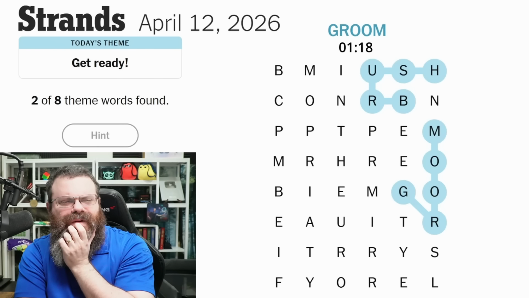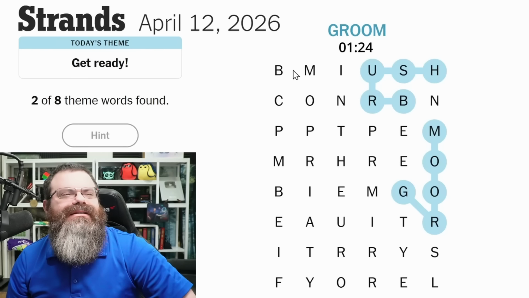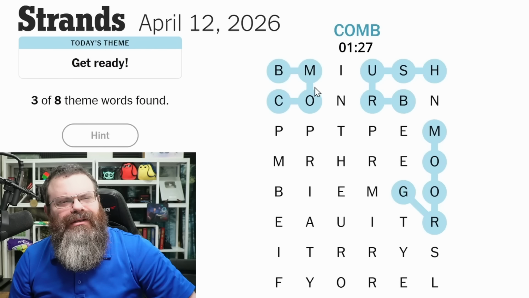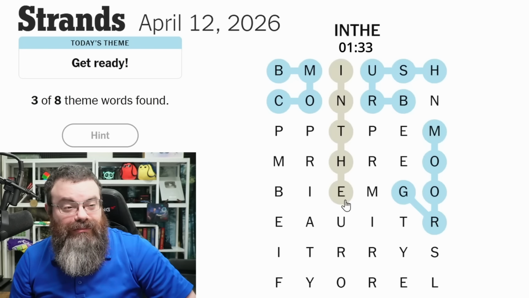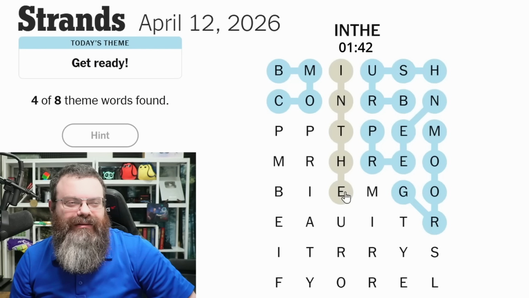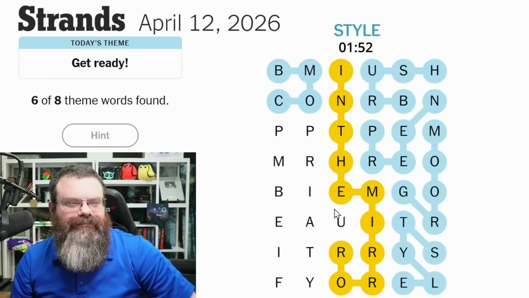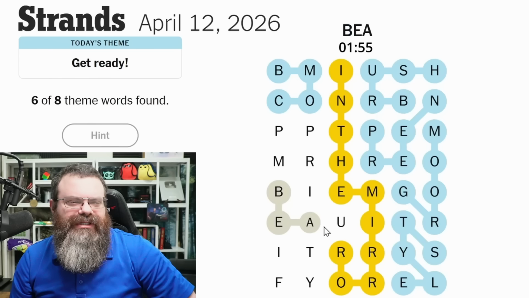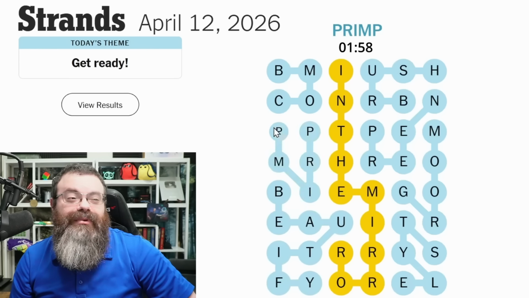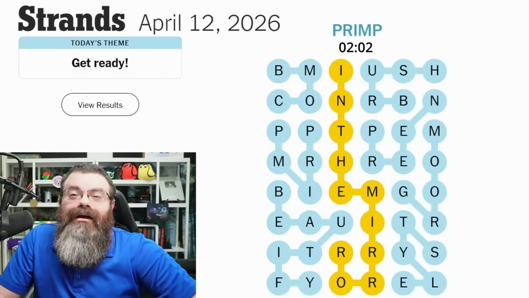Lotion. What are they going to include here? This B is interesting. Okay, comb. In the morning? In the bathroom? It's in the something. So what's this? Oh, preen. In the mirror. In the mirror. Okay, style. Two more words. Beautify and primp. Okay. Interesting eclectic set of words there. But I got there. All right, well, how'd you do?